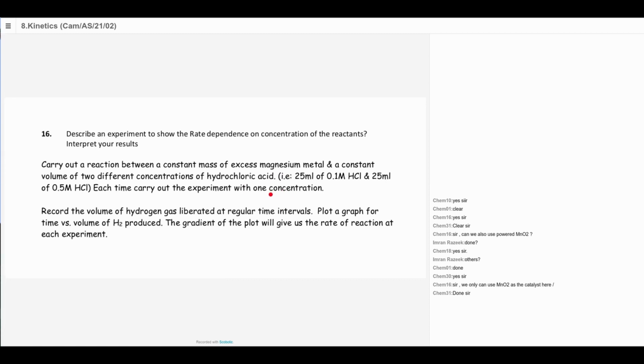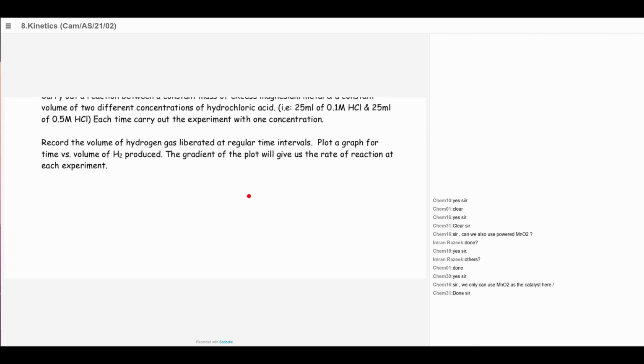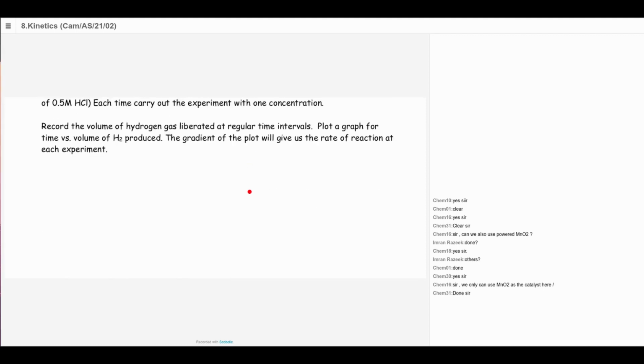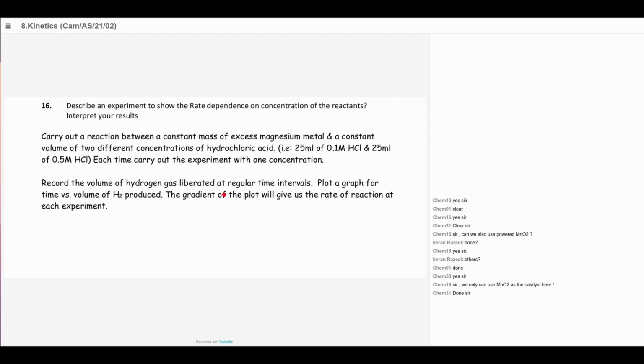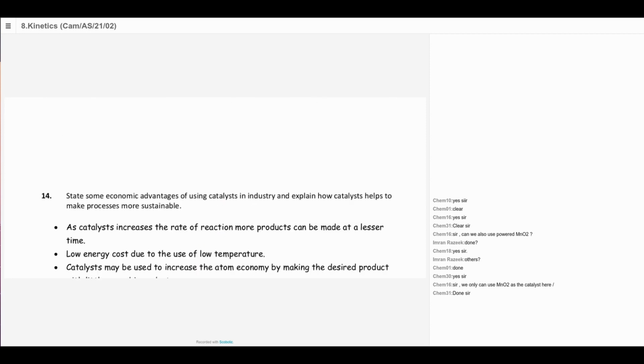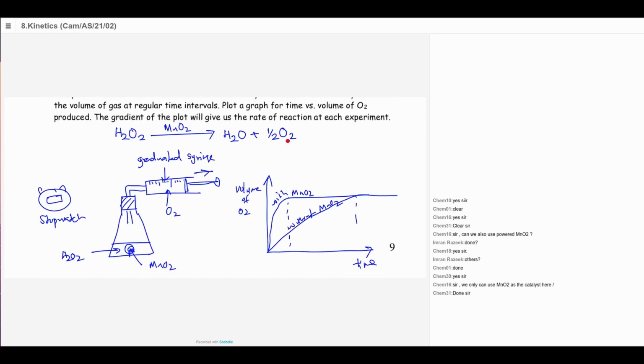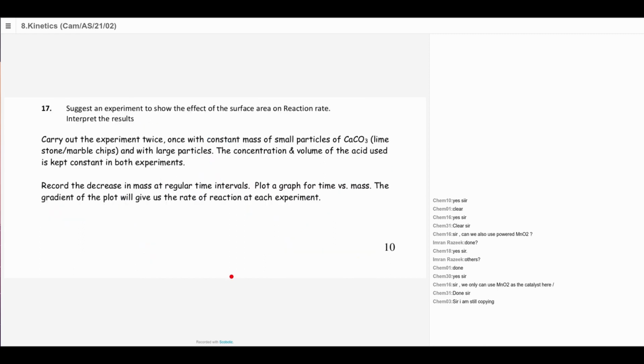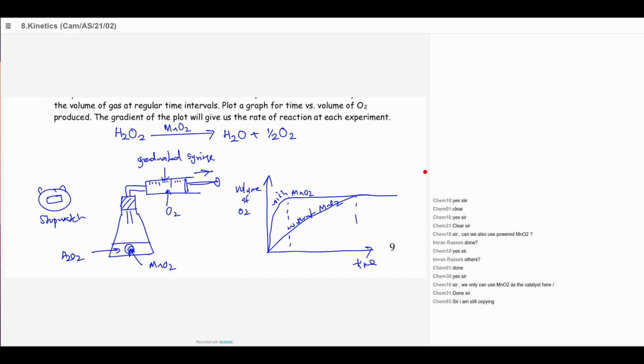Describe the experiment to show the rate dependence on the concentration of the reactants. Now, as the concentration of the reactants increases, the rate of reaction also increases. So we can do this by magnesium reacting with hydrochloric acid. We can use hydrochloric acid of two different concentrations.